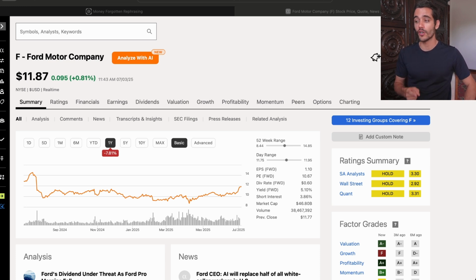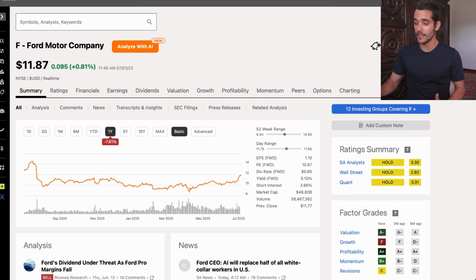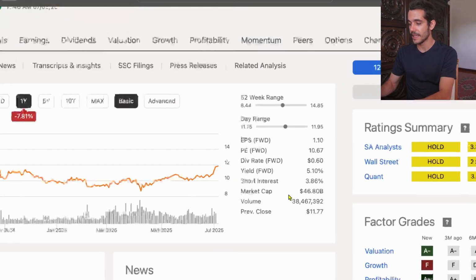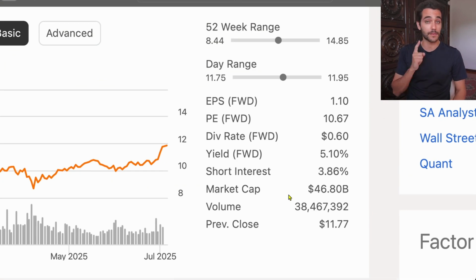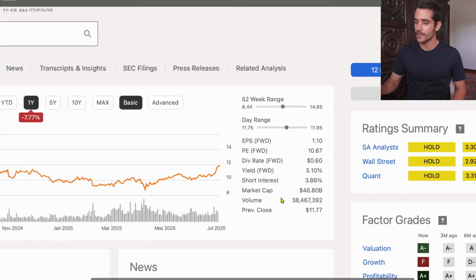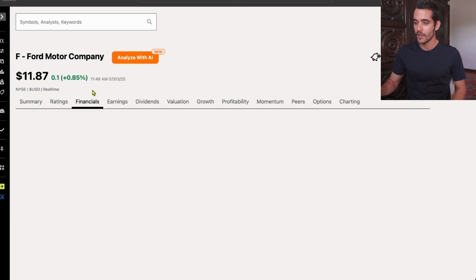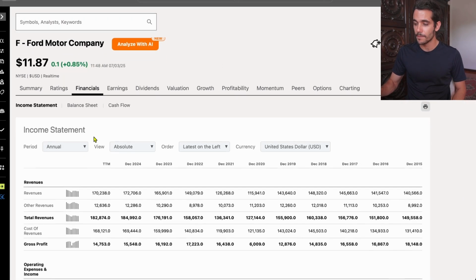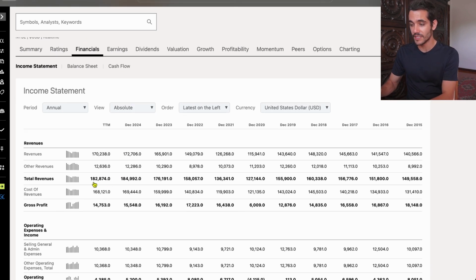So here we are in Seeking Alpha. And here we have Ford Motor Company, maybe one of the most famous companies out there. And as we see here, Ford's market cap stands at $46 billion. That's Ford's price tag. That's its market cap. Now, as we see here, Ford Motor Company delivered $182 billion in revenue over the last 12 months. So $180 billion, and you will be paying only around $45 billion for its market cap. I mean, that seems cheap, right?